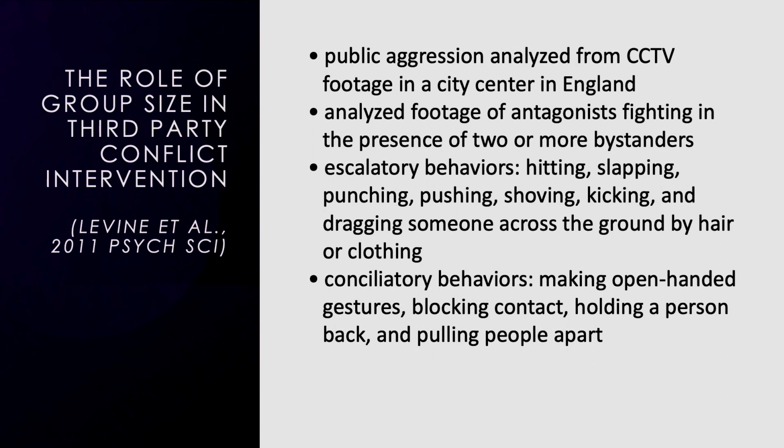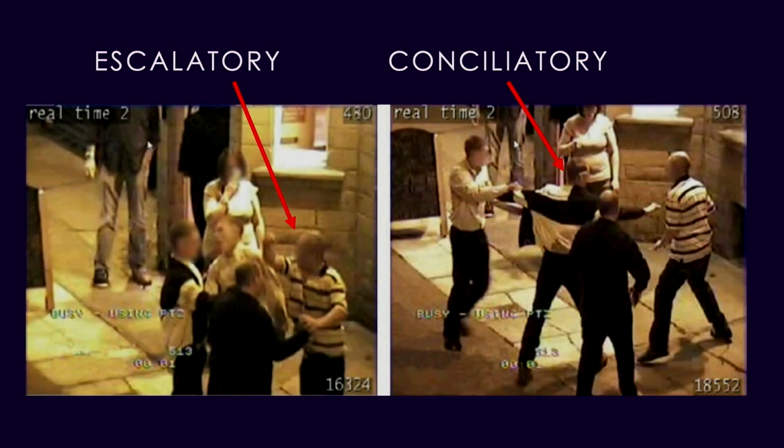They coded for escalatory behaviors, like hitting, slapping, punching, pushing, shoving, and they coded for conciliatory behaviors that they observed on the videos. These were making open-handed gestures, blocking contact, holding a person back, or pulling 2 people apart. Here would be some examples of screen captures from their actual video footage.